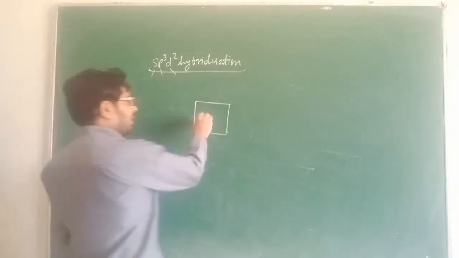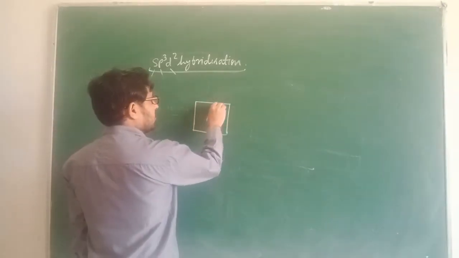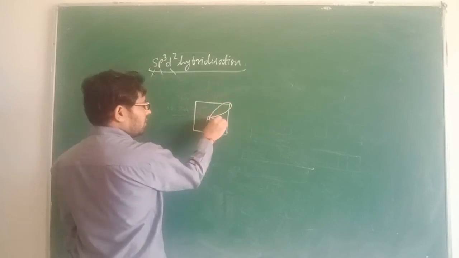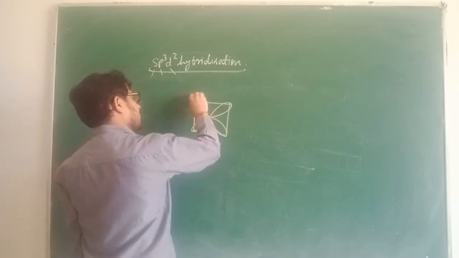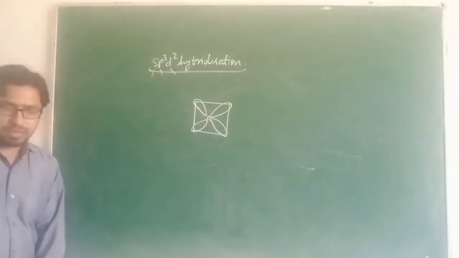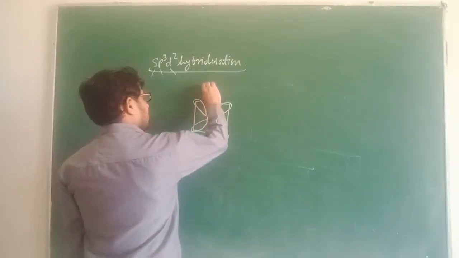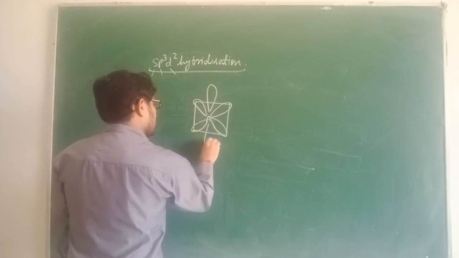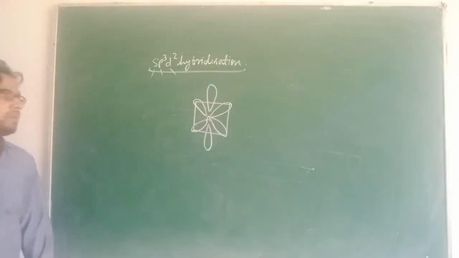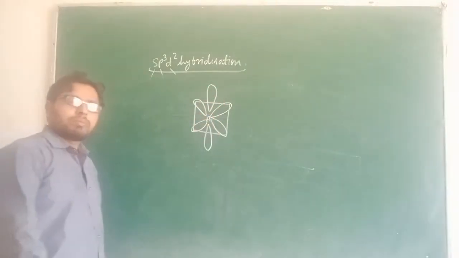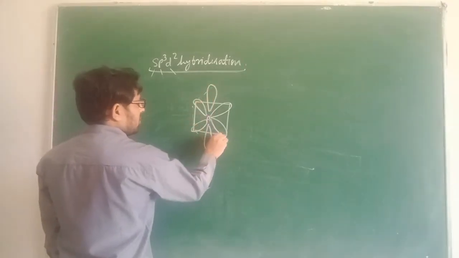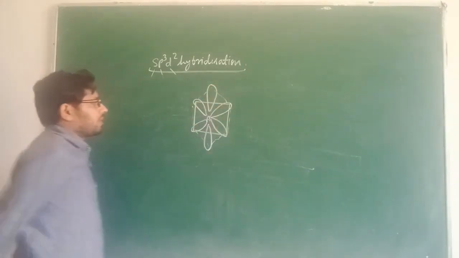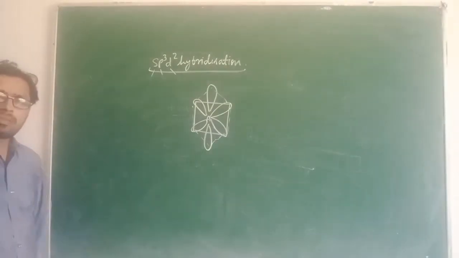This is the central atom. This is 1, 2, 3, 4. After that, a total of 6 orbitals are going to participate. You join it. We have the octahedral shape. You can join it. This is the octahedral shape. That is too simple. There is no problem.